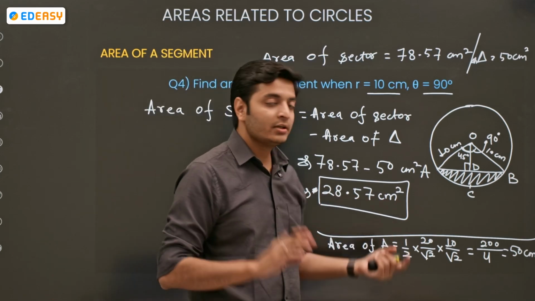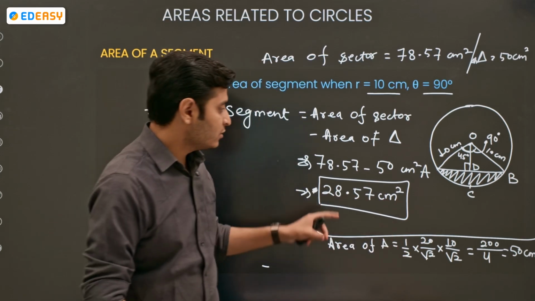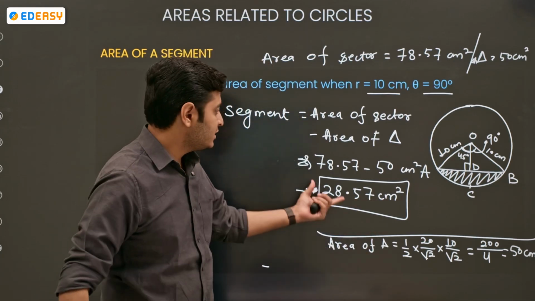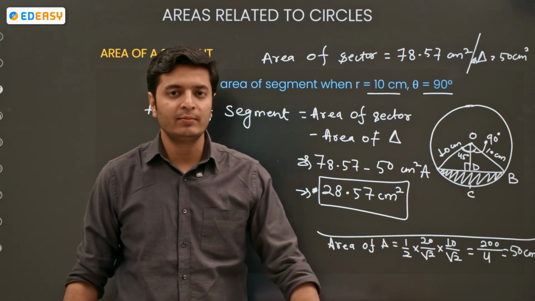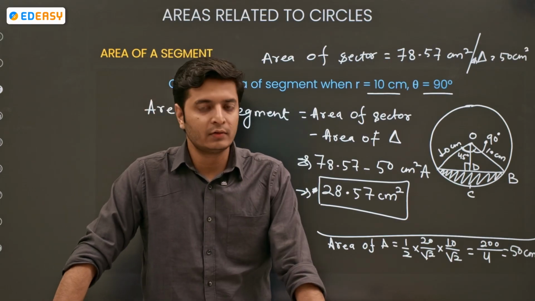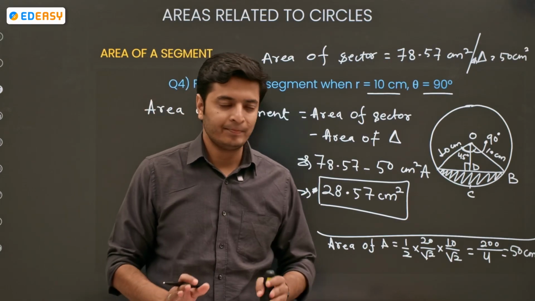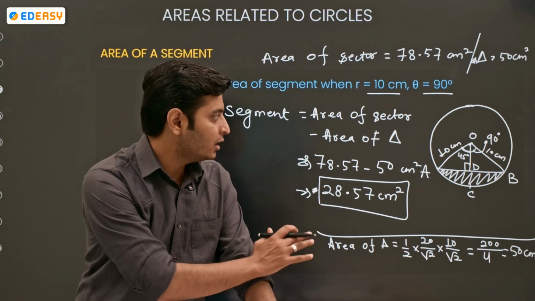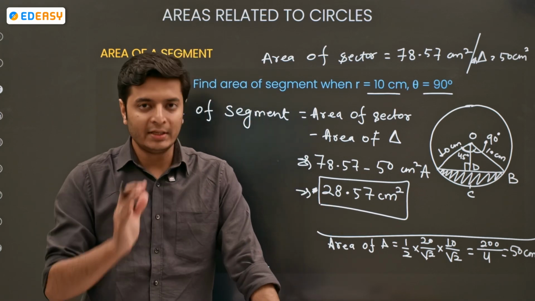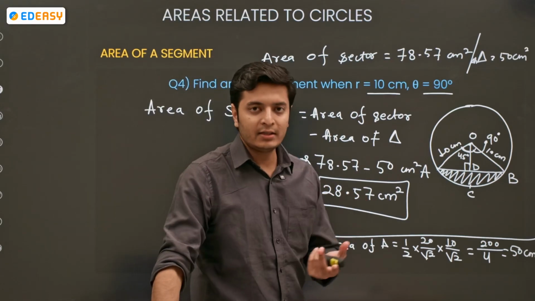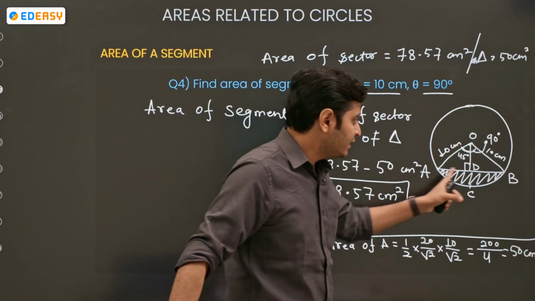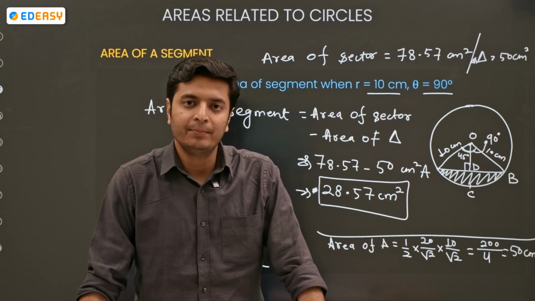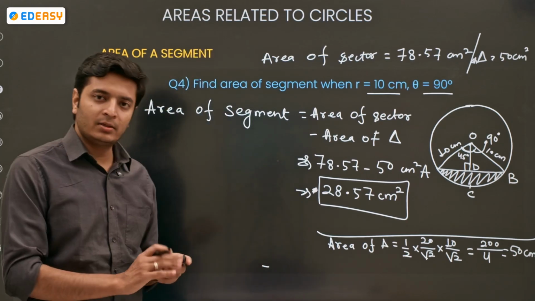28.57 centimeter square. Again, I am telling you, please don't forget to write the correct unit. Area will always be a squared unit. So this is the correct answer. If you are getting an answer between 28.45 to 28.60, absolutely correct. So this is the correct way of finding the area of any segment. The major portion here is not finding the area of sector, it is finding the area of triangle, because here we are applying the trigonometric ratios. Okay, now you have understood the concept, now you can apply.